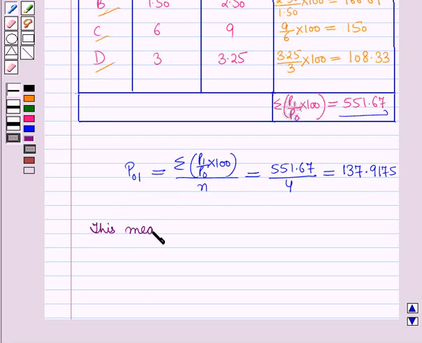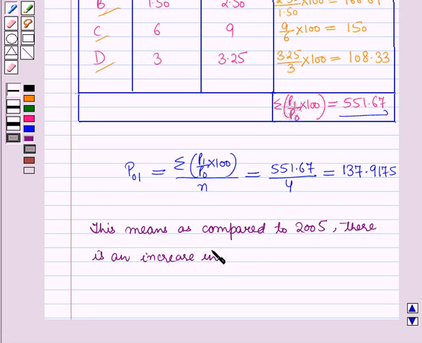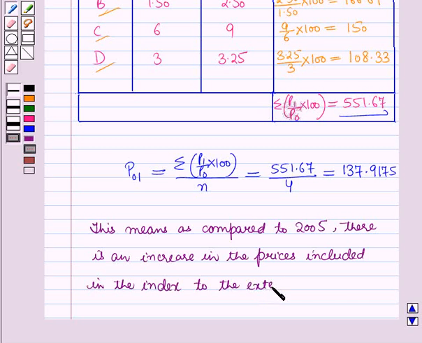So this means, as compared to the year 2005, there is an increase in the prices of the commodities included in the index to the extent of about 38%.